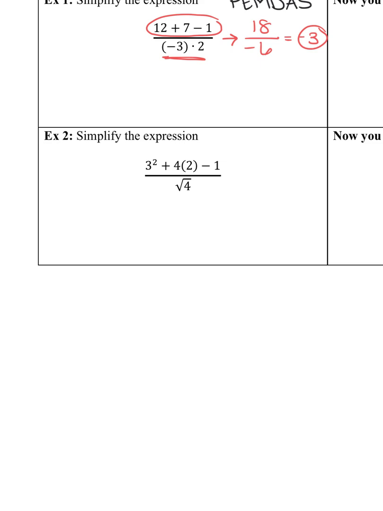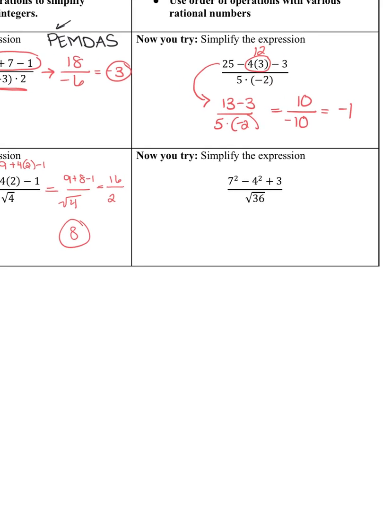Let's start with the numerator. My numerator has an exponent. Let's tackle that. So that's actually 9 plus 4 times 2, then -1. Well, I know 4 times 2 is multiplication, and we did want to do that next, and that's going to give me 8. And 9 plus 8 is 17, minus 1 is 16. Then I'm going to take care of that square root of 4, which is 2. 16 divided by 2 is 8. Now, try the next one on your own.